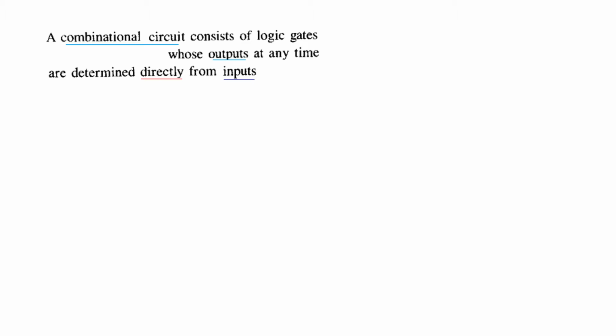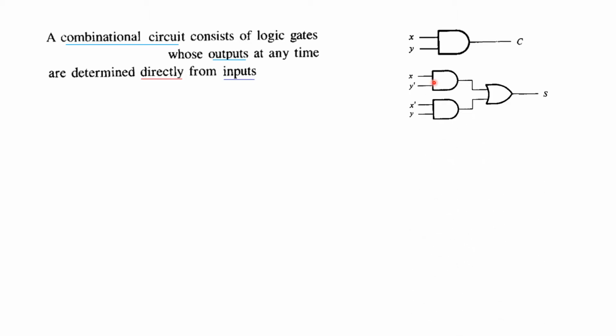A combinational circuit consists of logic gates whose outputs at any time are determined directly from the inputs. So let's see this diagram. For example, the moment we change these inputs, the output is changed. So this is a combinational circuit. Now in contrast, there is another circuit. Similarly here, the moment you change any of the inputs, the output will change.